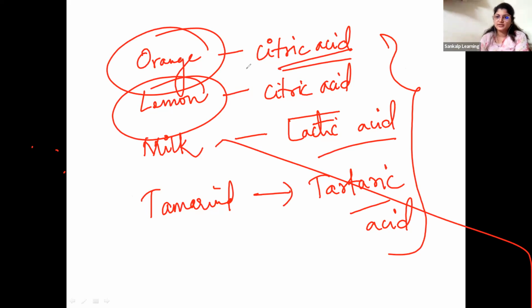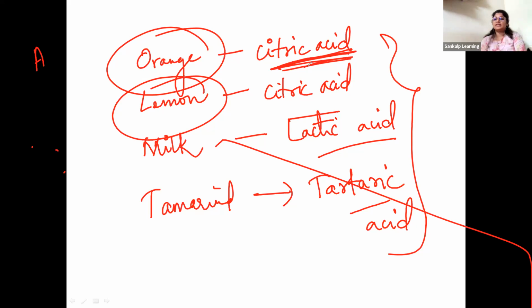So these are not hazardous. Did they tell you that too much citric acid may cause gastric problems? If you have more of acid, then you will get acidity. That will affect your health, but it is not hazardous.